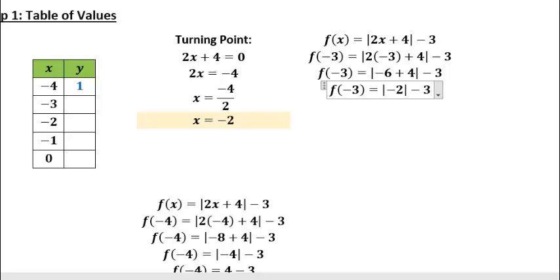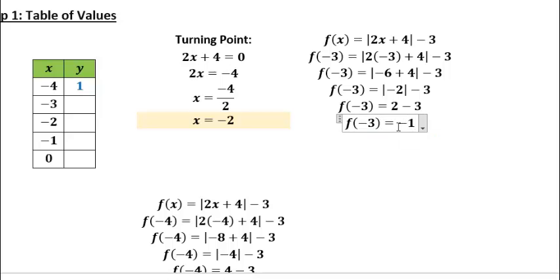-3. Okay. Again, the bars are going to turn -2 into a positive number, so I will get +2 minus 3. Okay, and 2 minus 3, that will be -1. So the next number that I got in here will be -1. Okay. So let's continue with the next one.